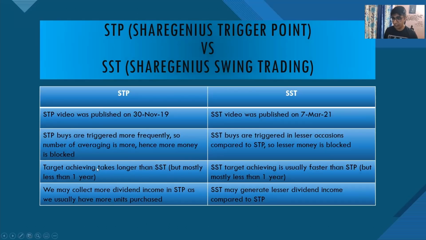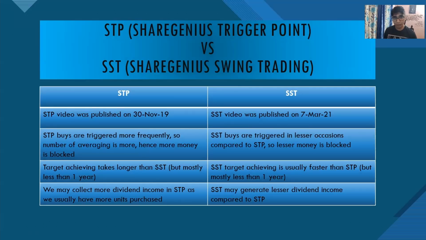In STP, achieving the target takes longer than SST. Of course, we have seen, but mostly less than 1 year. So overall, STP tells us that within 1 year, we should be able to achieve the 25% target. And in the backtesting, we have seen that happening for most of them. But with SST, we have seen it happening much faster compared to STP. So SST gives us faster money rotation, or a lesser amount of money is blocked for a lesser amount of time.